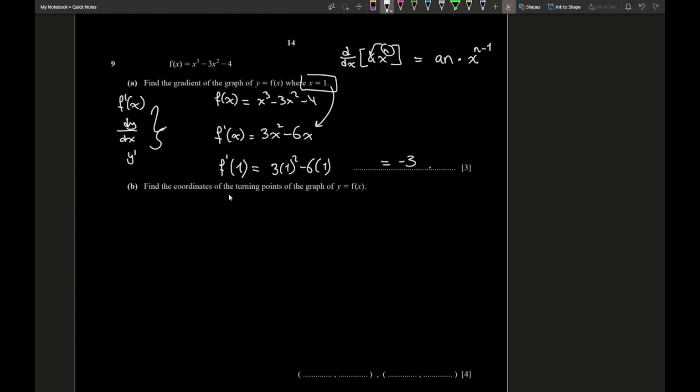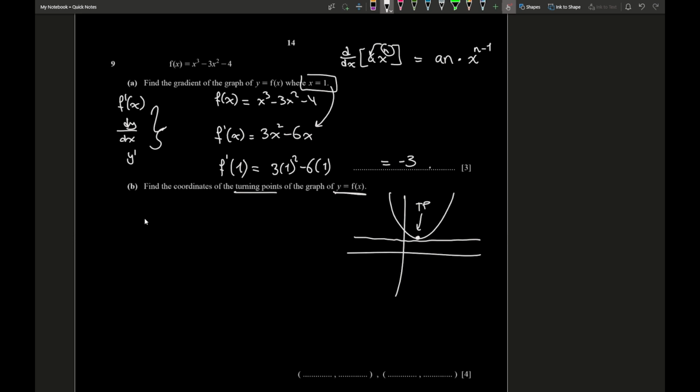Part B, find the coordinates of the turning points of the graph y is equal to f of x. Now, a special characteristic about turning points is that the gradient at these points is always going to be equal to 0. So, for example, let me just sketch, let's say a quadratic graph. This is called the turning point. And when you draw the tangent at this point, it's going to be a horizontal line, and a horizontal line has a gradient of 0.